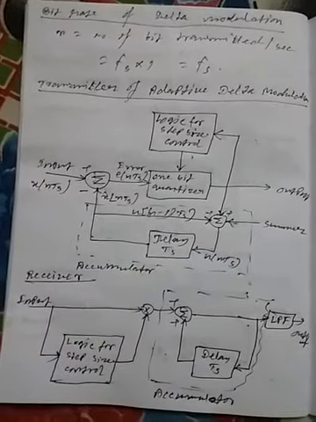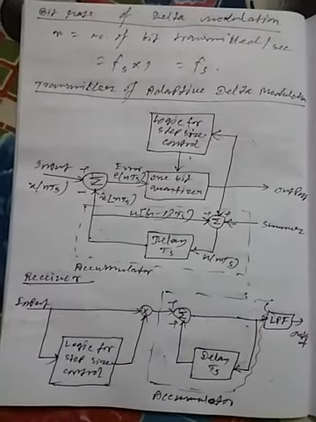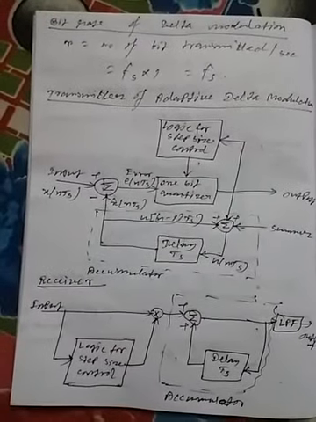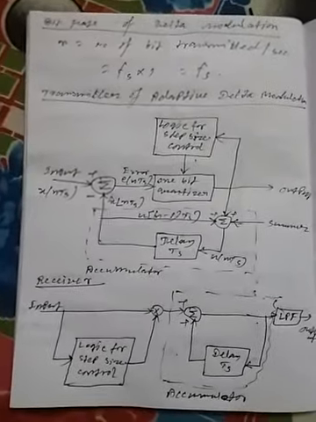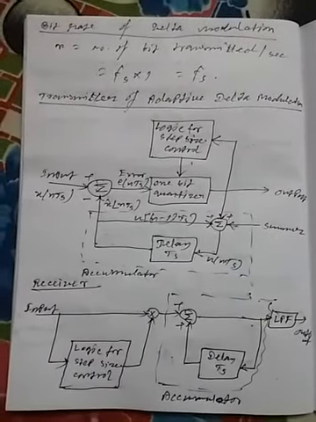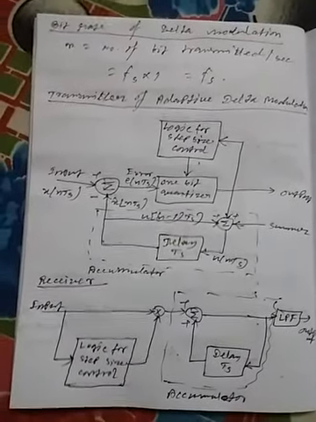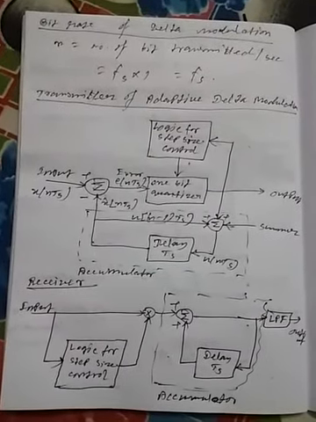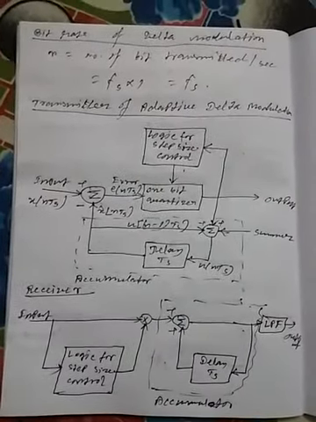Now, the advantages of adaptive delta modulation. Adaptive delta modulation has certain advantages. The signal to noise ratio becomes better than ordinary delta modulation because of the reduction in slope overload distortion and idle noise. Because of the variable step size, the dynamic range of adaptive delta modulation is wider than simple delta modulation. Utilization of bandwidth is better than delta modulation. So these are the three advantages of adaptive delta modulation.